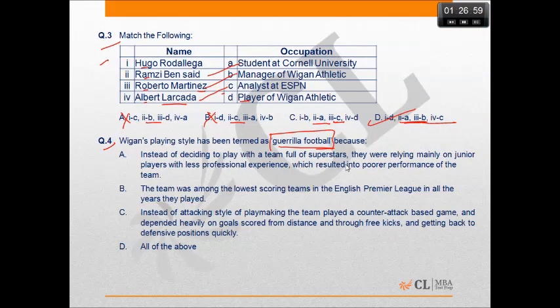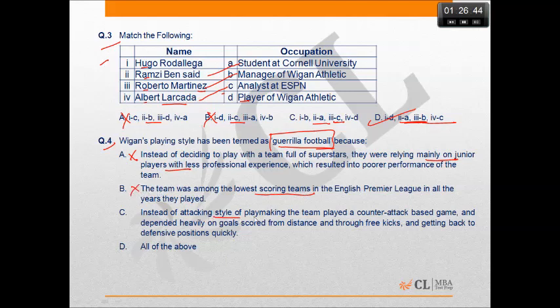So guerrilla football: play with a team full of superstars. There was this line mainly on junior players. No, it was not junior players, that is not what that paragraph talked about. So this is not going to be the answer. Lower scoring teams, no. This is not guerrilla football.